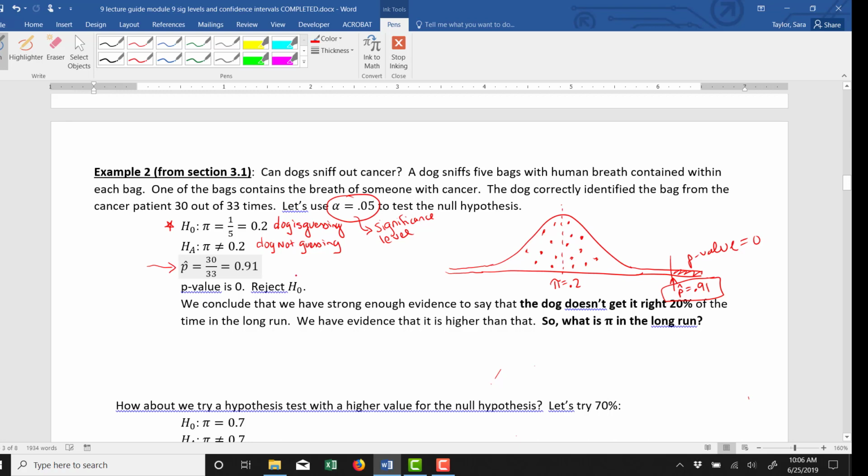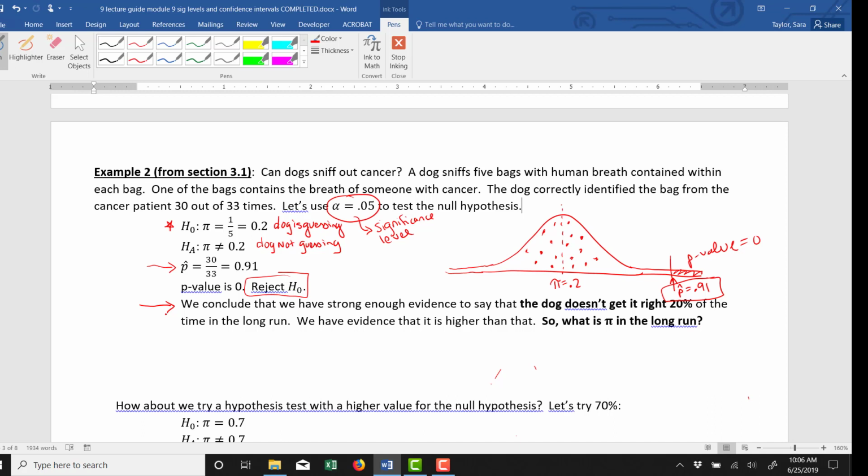So in that case, we would reject the null hypothesis because our p-value is small. We have strong evidence against the null. And in fact, because our p-value is smaller than alpha, we reject the null. So our overall contextual conclusion would be that we have strong enough evidence to say that the dog is not getting it right 20% of the time in the long run, but we still really haven't answered our research question.